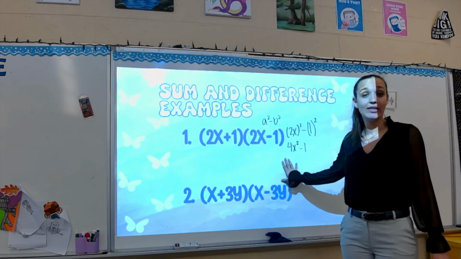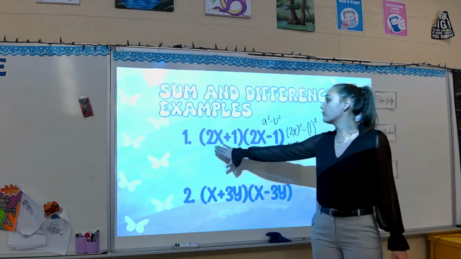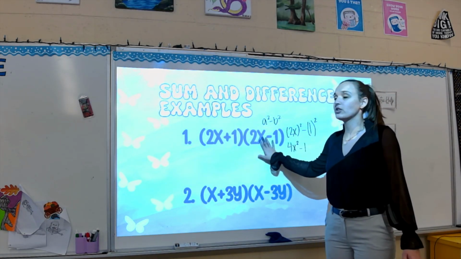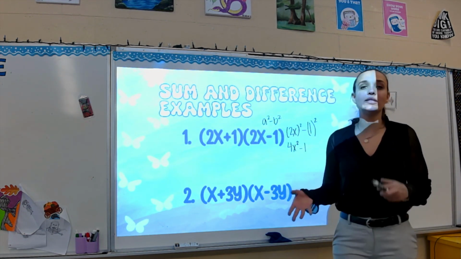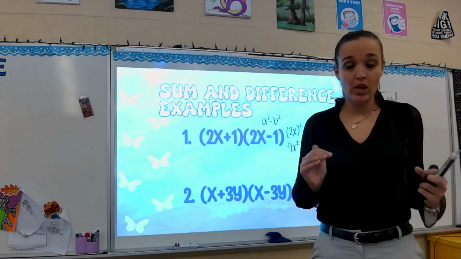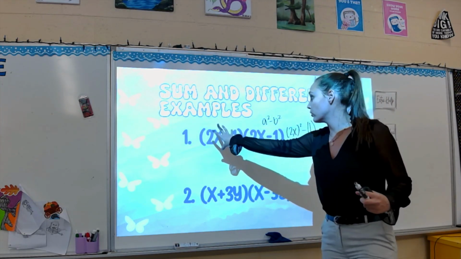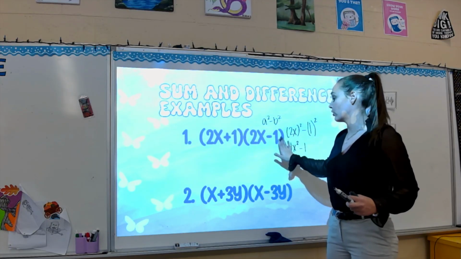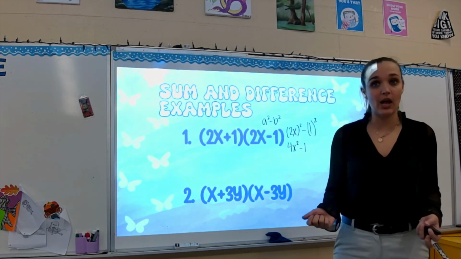So the reason why this problem works is because if I do FOIL it, I get 4x squared minus 2x plus 2x. That minus 2x and plus 2x cancel each other out. So there is no more middle term. So I am just left with the first term squared because I'm multiplying it by itself, minus the second term squared because I'm multiplying it by itself.